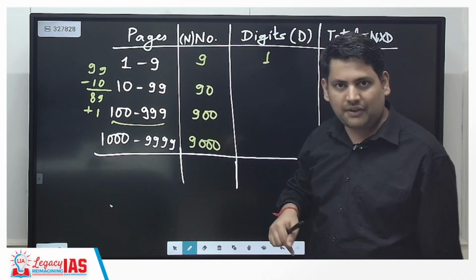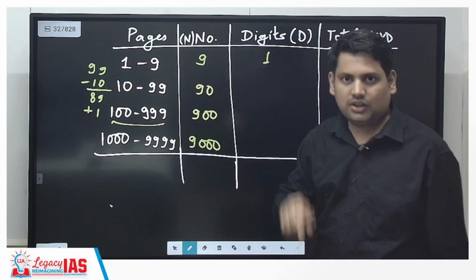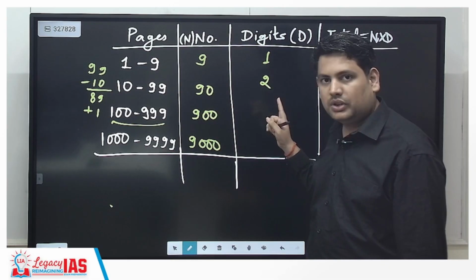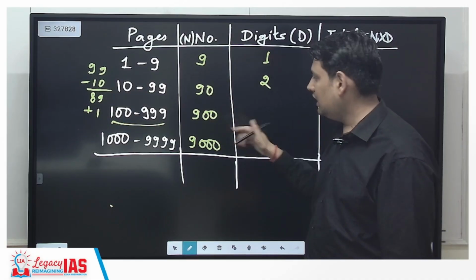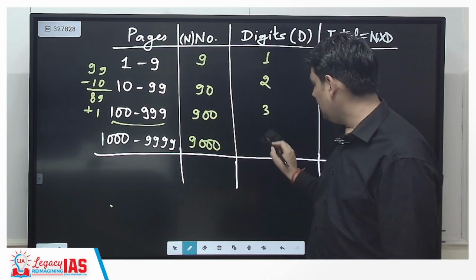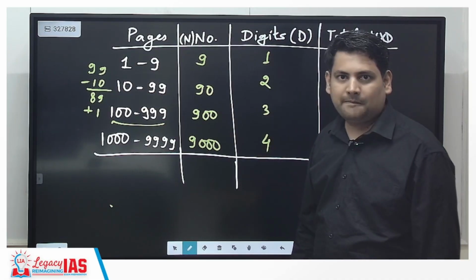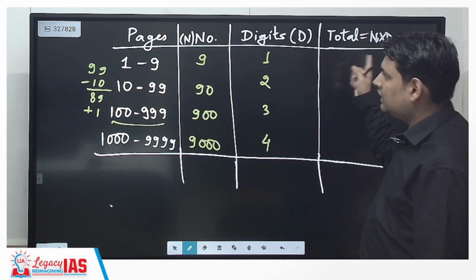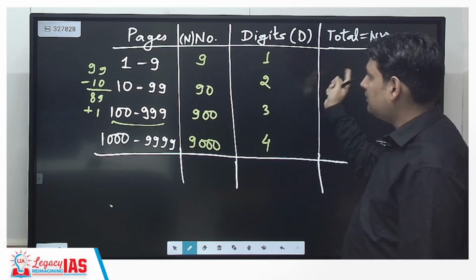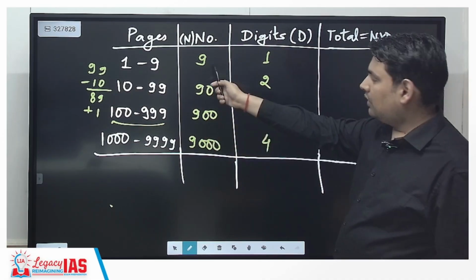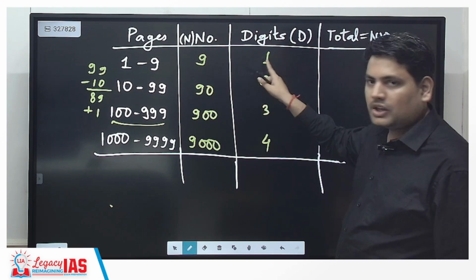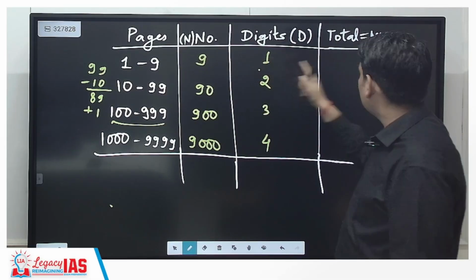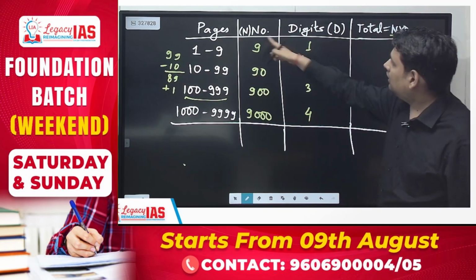Like to type 11, I'll have to press 1, 1 twice. So every number would correspond to 2 digits. Similarly here 3 digits, similarly here 4 digits. Correct? Now if I have to find the total number of key presses or total number of digits used, each one uses 1 digit and there are 9 such numbers using 1 digit. So I just multiply them, n into d.